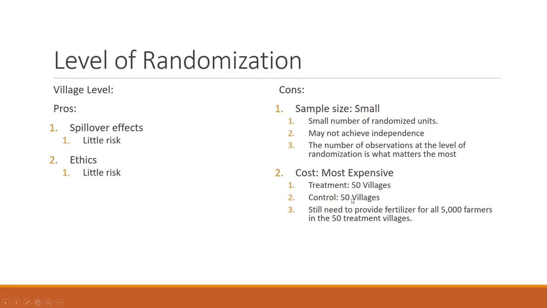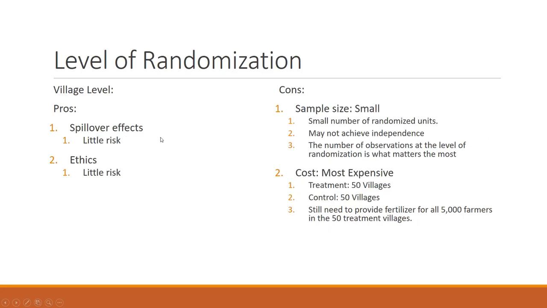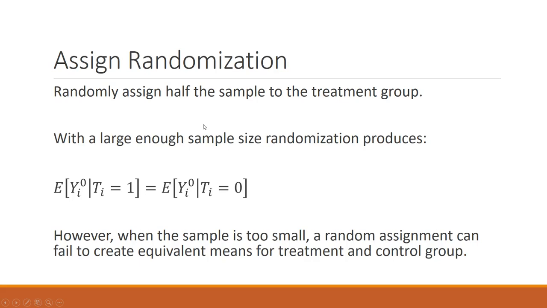All right, so those are some advantages and disadvantages. Then you just have to weigh those advantages and disadvantages based on your particular research question. Is it better to randomize at the lowest level or at the highest level? If you think that spillover effects are not going to happen and you're not concerned about ethical problems arising, then you might choose the lowest level. If you're very concerned about spillover effects and ethical concerns, then you might choose the higher level, the village level.